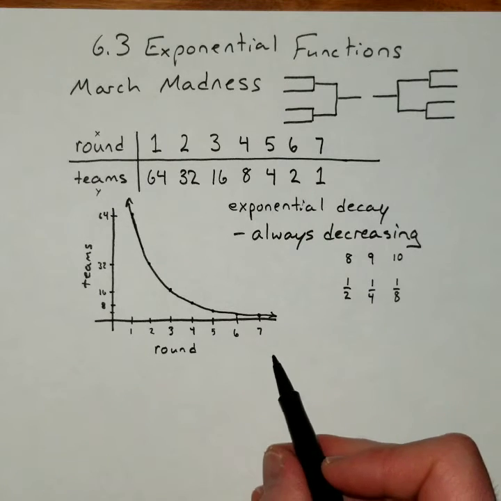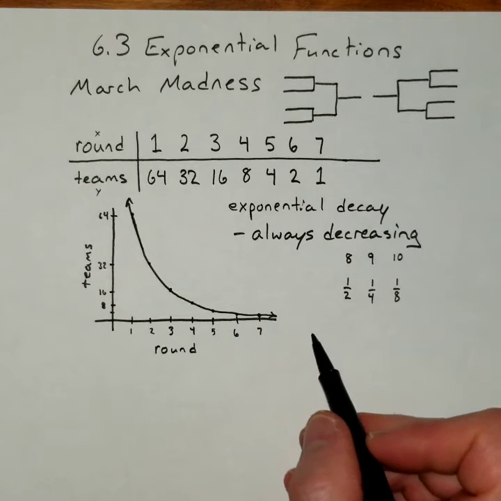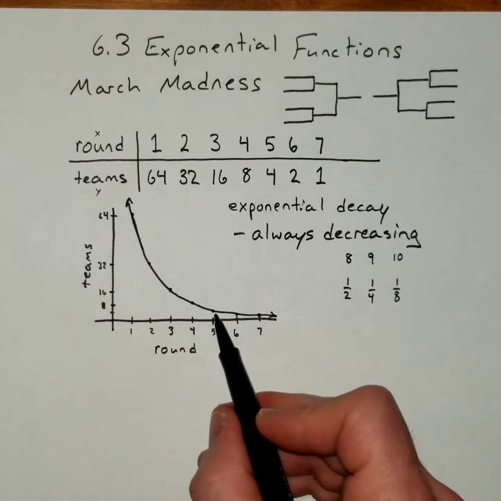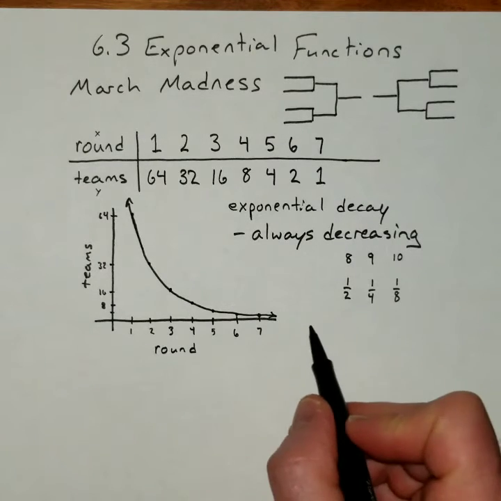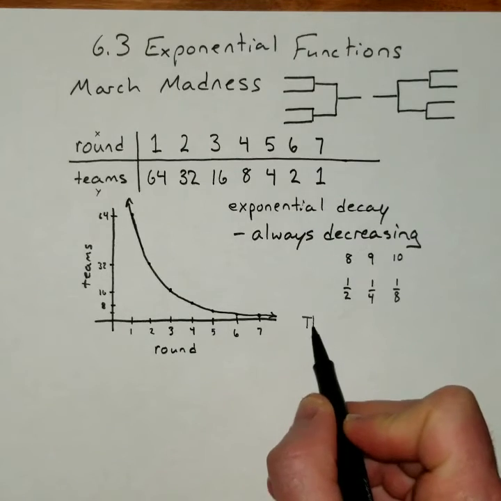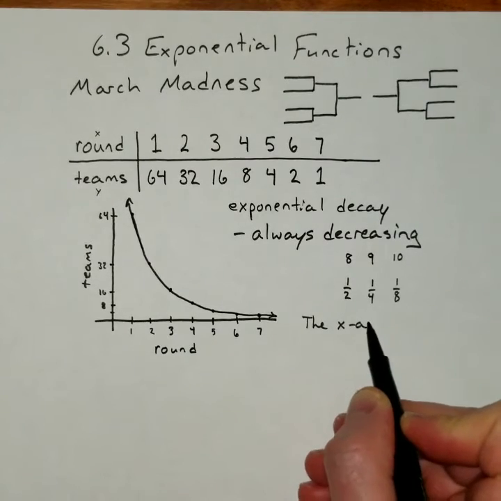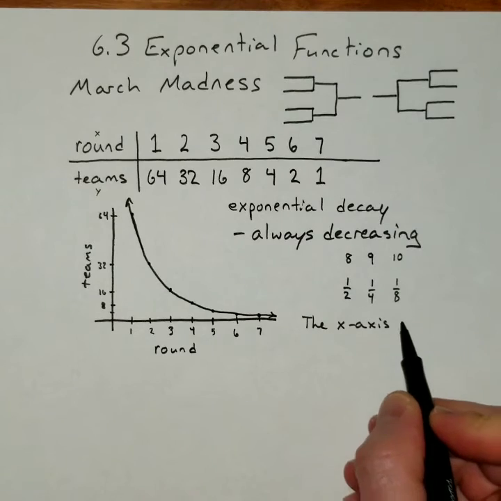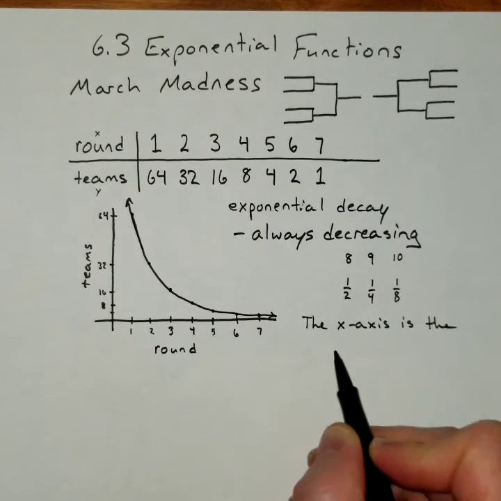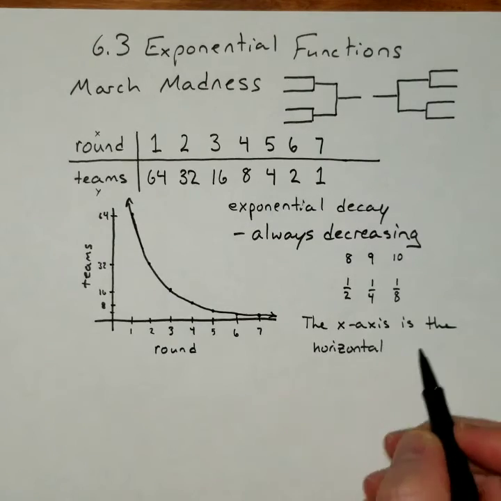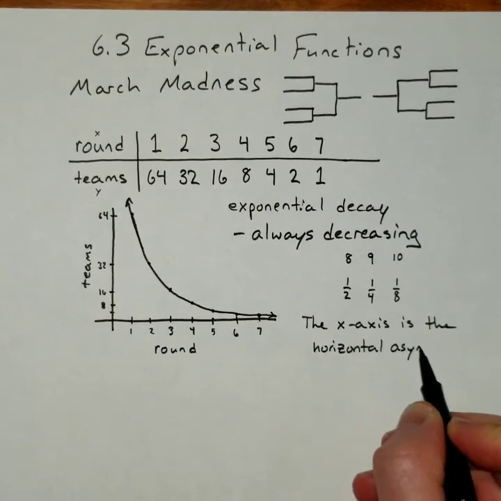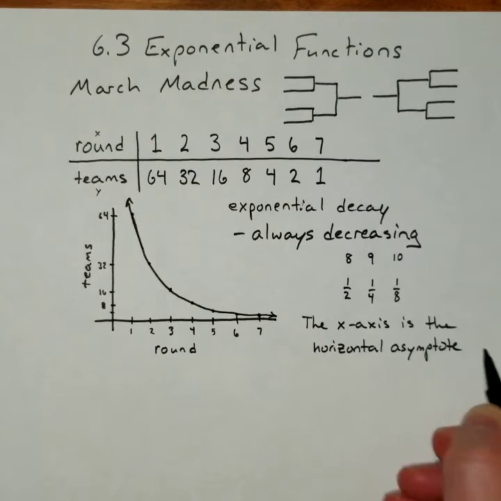That phenomenon we've already seen before is called a horizontal asymptote. This graph gets closer and closer to the x-axis, but never will hit it. So we say that in this case, the x-axis is the horizontal asymptote. Okay, and we saw horizontal asymptotes with rational functions in the last chapter.